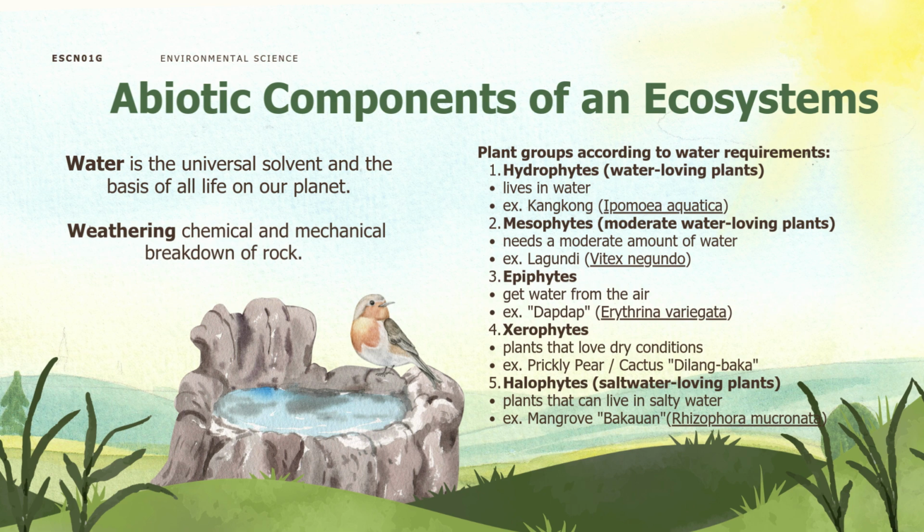With mesophytes, these are moderate water-loving plants, meaning they do not require a high amount of water to survive, and mostly they are planted on soil. Their substrate is soil, but they require a moderate amount of water. One example of a medicinal plant that is a mesophyte is lagundi, and everyone is quite familiar with lagundi already.